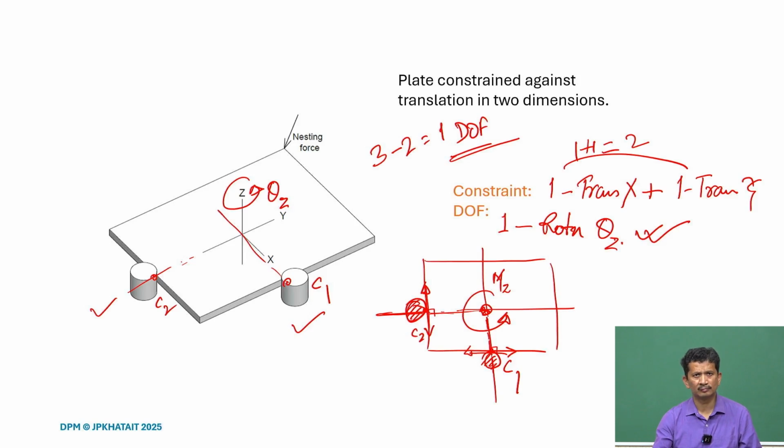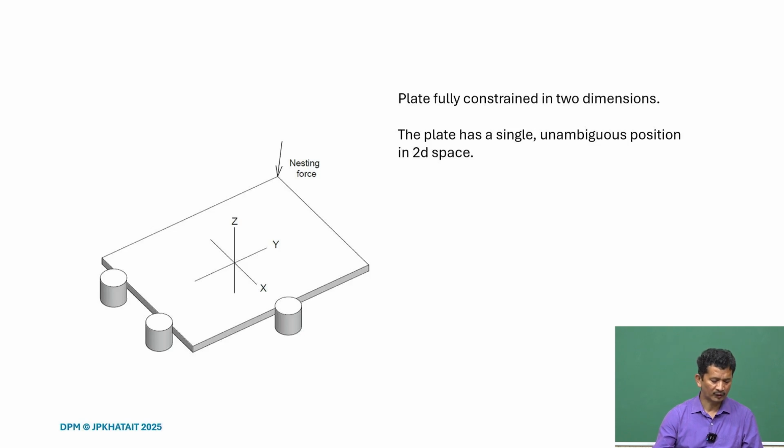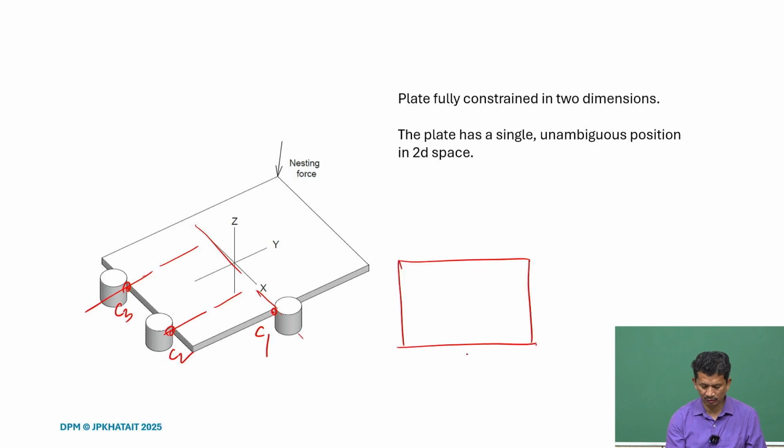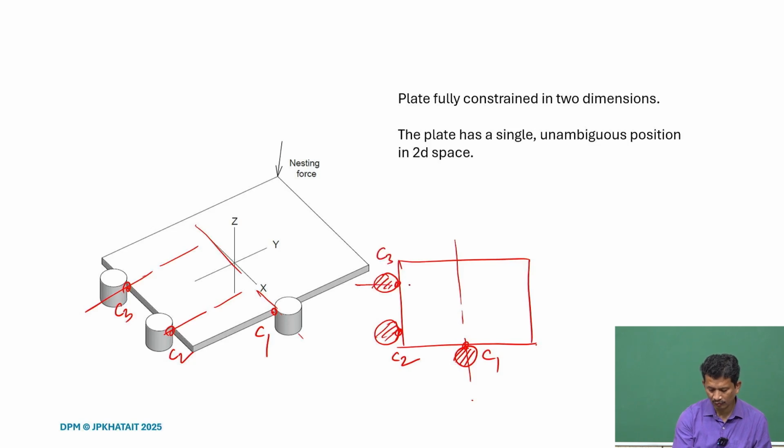Moving further, if we just increase the number of constraints, C1, C2, C3, what we realize here is one along x, and there are two constraints provided along y. So, C1 along x, and there are two constraints here, C2 and C3. Yes, each can constrain only along the normal.